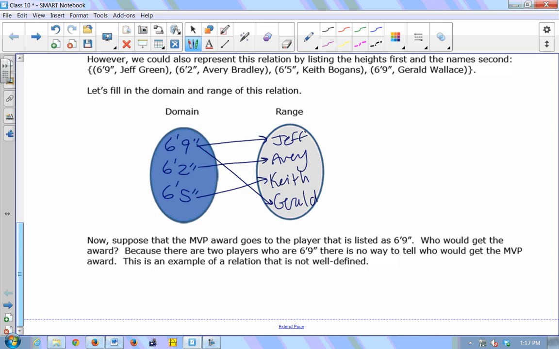Now, suppose in the award ceremony at the end of the season, we announce the MVP award goes to the player that is listed at 6 feet 9 inches. Who would get the award? Because there are two players who are both 6 feet 9 inches, there's no way to tell who gets the MVP award. So this is an example of a relation that's not well defined. If I give you an element of the domain, you can't tell which element of the range I'm talking about.